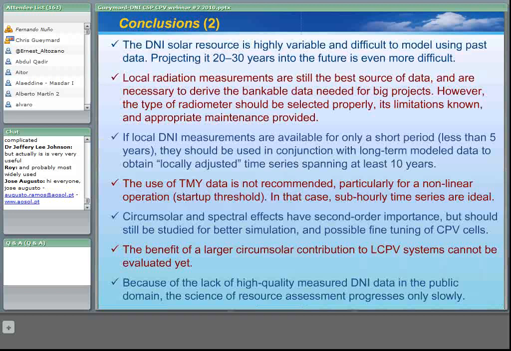Okay, Chris, thank you very much for your presentation. A comprehensive view of this solar resource assessment, so not as simple as we can figure out initially. Thank you very much.